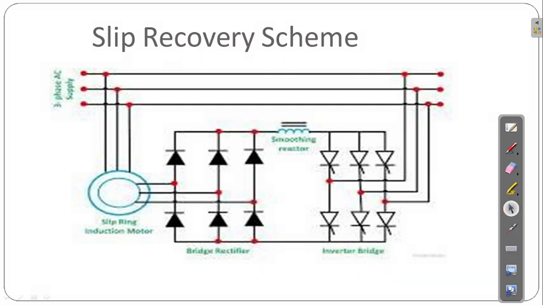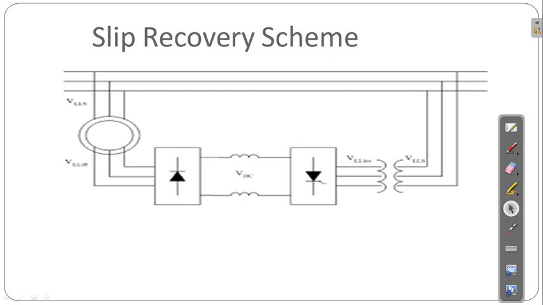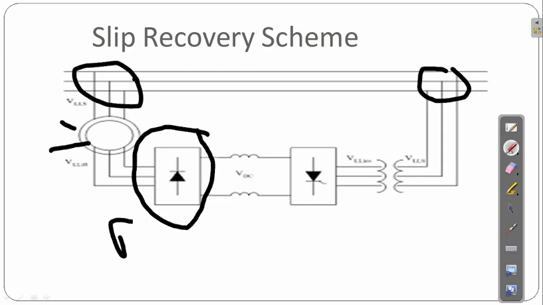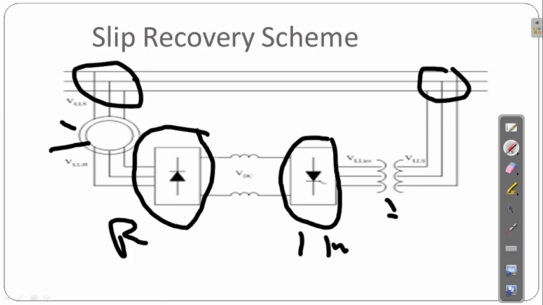The other model of this slip power recovery scheme we'll see over here. See, this is the basic model of slip power recovery scheme. Here also the same thing will occur. We'll have an AC supply over here. Here also AC supply. This is the stator side and this is the rotor side. Instead of bridge rectifier, we will have a normal rectifier over here. And instead of the 6-pulse inverter, we will have a single inverter over here. And here it will be the transformer.